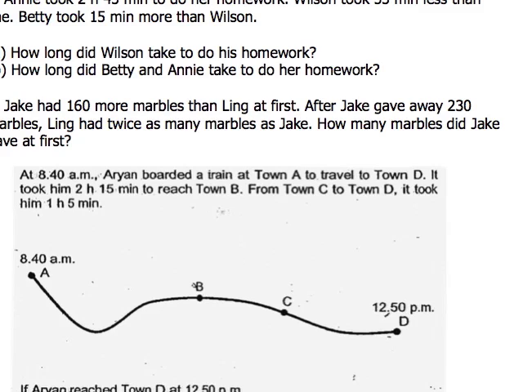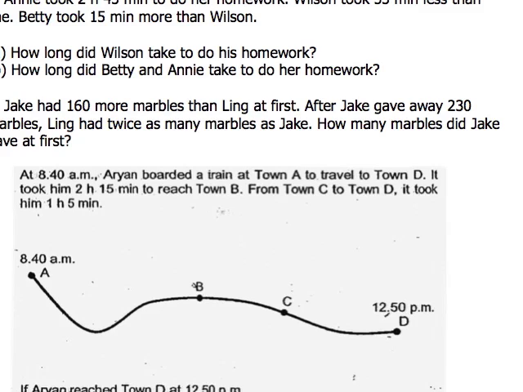Jake had 160 more marbles than Ling at first. Okay, let's keep that in mind. After Jake gave away 230 marbles, Ling had twice as many marbles as Jake. Whoa, my mind is freezing. Okay, chill out, relax. Question: how many marbles did Jake have at first?